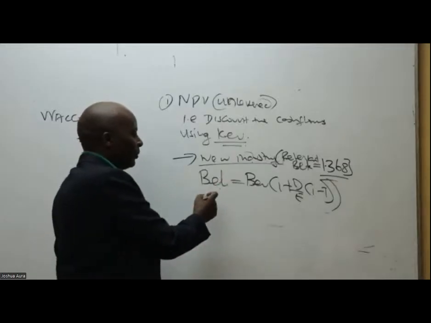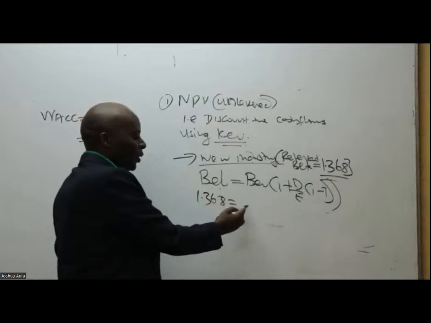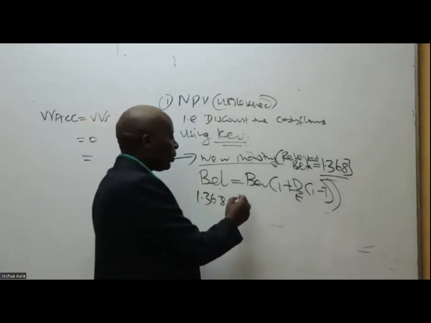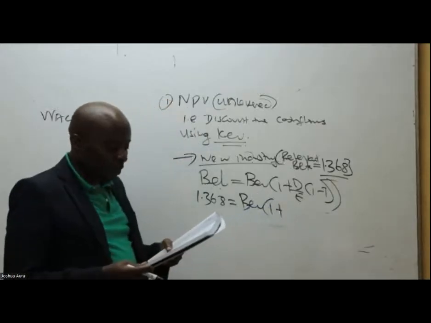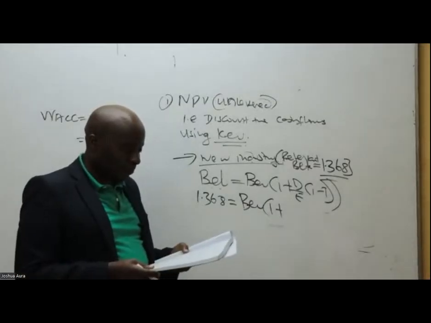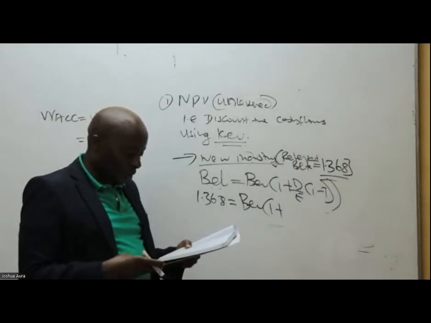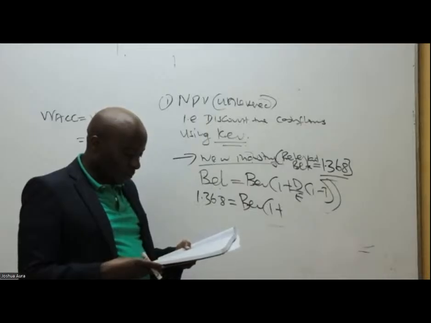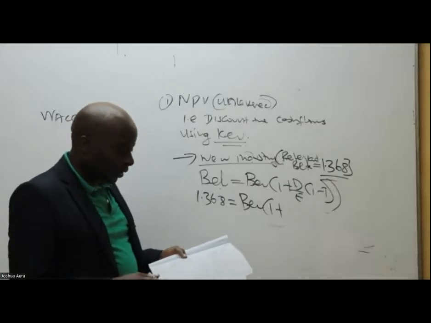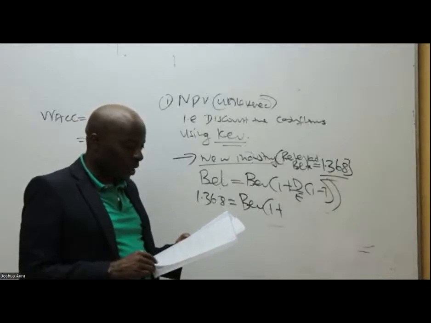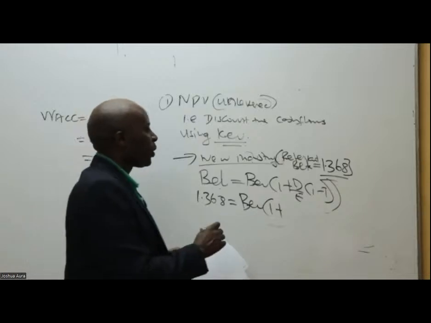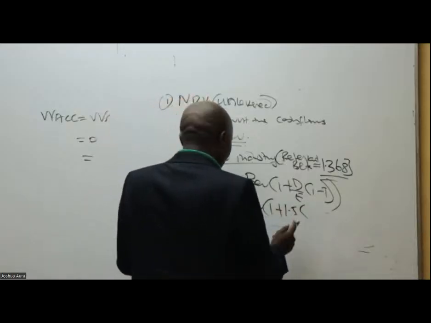So the beta, already we have, which is 1.368, equals the beta that we are looking for, times 1 plus... Are you able to see the debt to equity ratio of the new industry? Remember, is anybody able to see the debt to equity ratio of the new industry? All right, they're telling me it's 1.5. Unfortunately, I'm getting that from one student only. Thank you, 1.5.